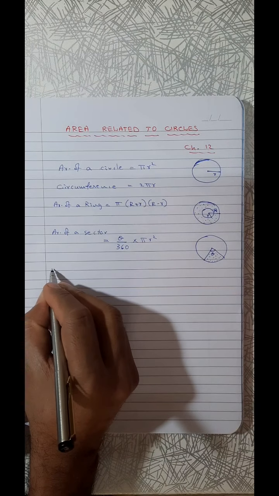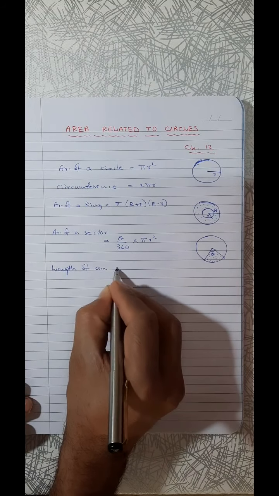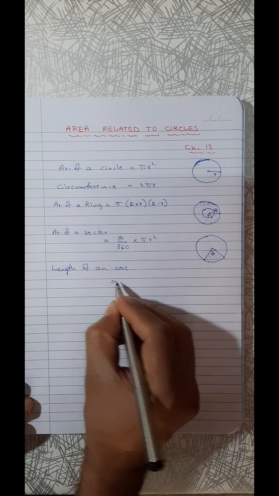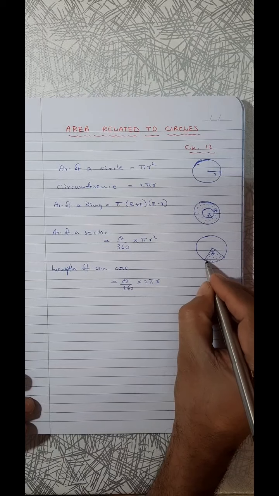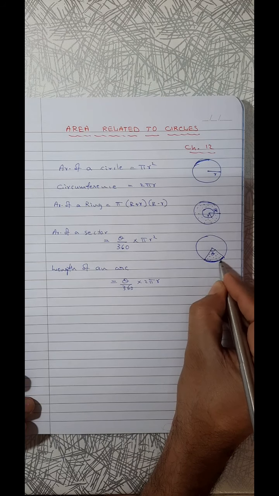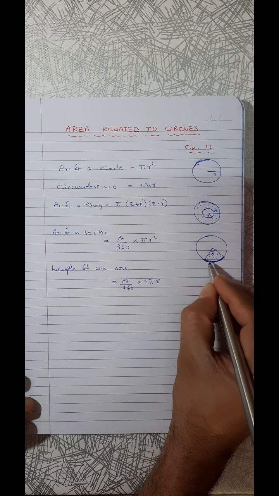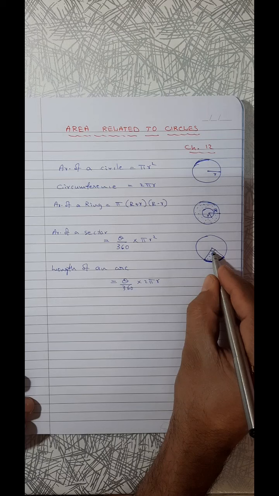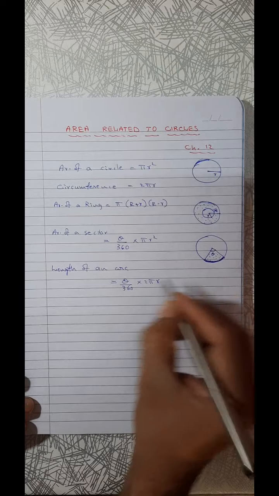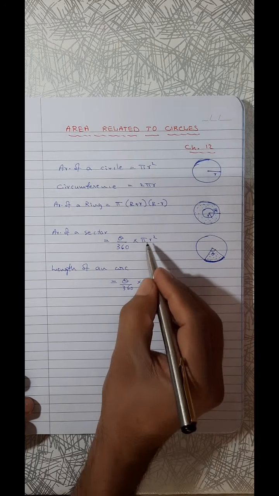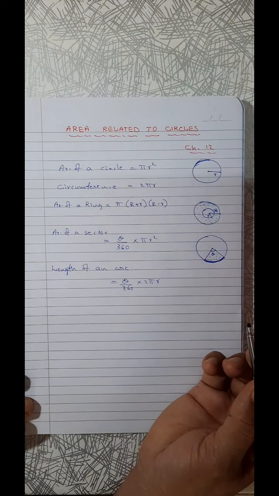Now we can talk about the length of the arc. Length of an arc equals theta by 360 into 2 pi r. Same concept. I need only this length. The entire circle means 2 pi r, so I need only this piece. This piece means theta by 360, where 360 means full. Only this piece means theta by 360 into 2 pi r. Total area is divided in the ratio theta by 360, and total length is divided in the ratio theta by 360.